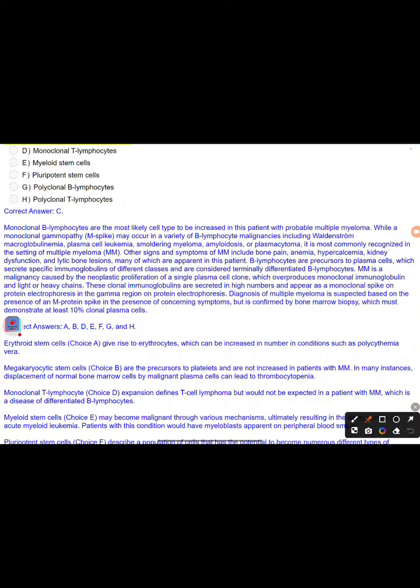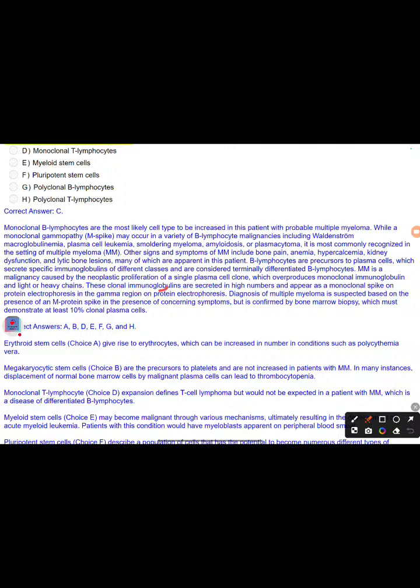Okay, which secrete specific immunoglobulins of different classes are considered terminally differentiated B lymphocytes. MM is multiple myeloma, the malignancy caused by neoplastic proliferation of a single plasma cell clone, which overproduces monoclonal immunoglobulin, light or heavy chain. These clonal immunoglobulins are secreted in high number and appear as the monoclonal spike of protein electrophoresis in the gamma region of protein electrophoresis.